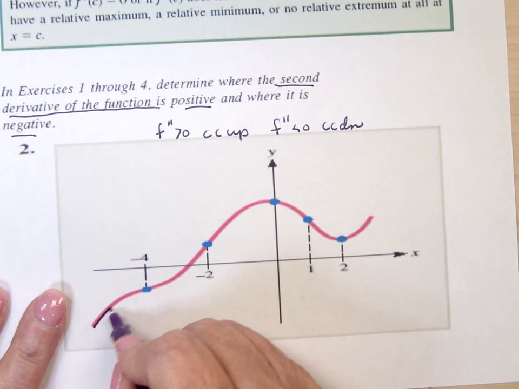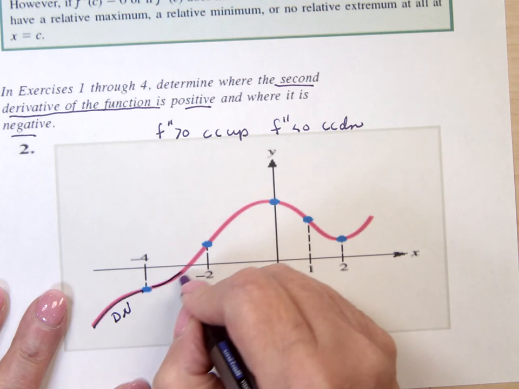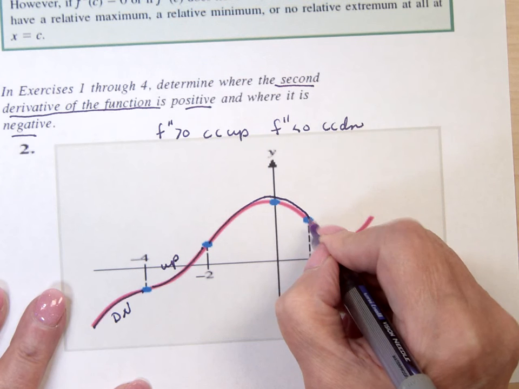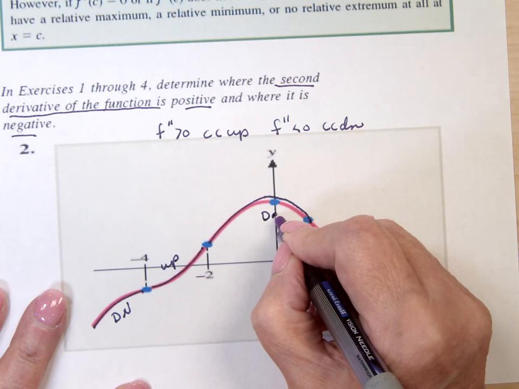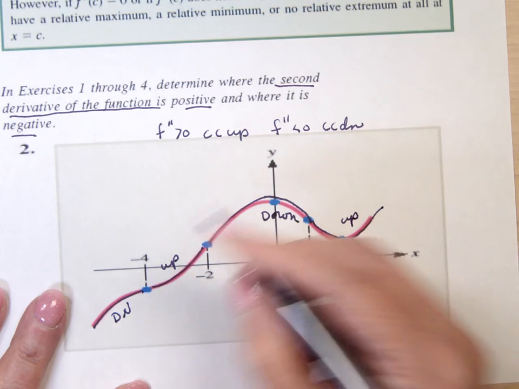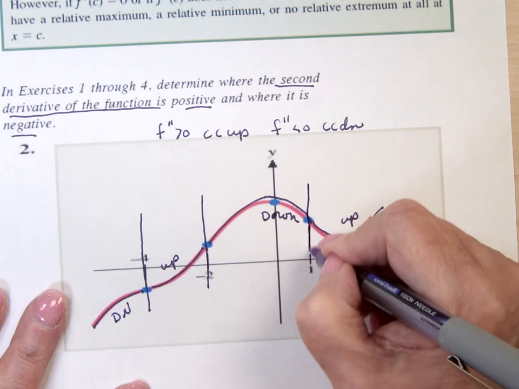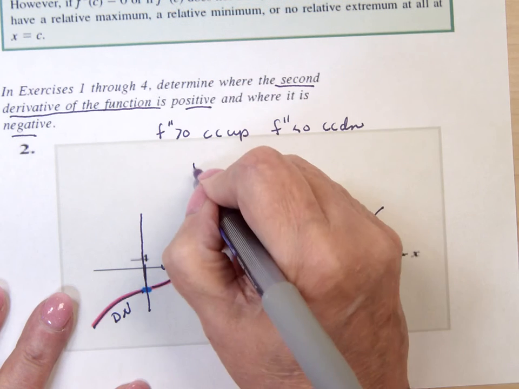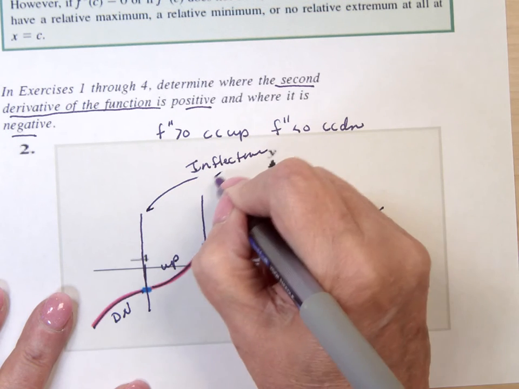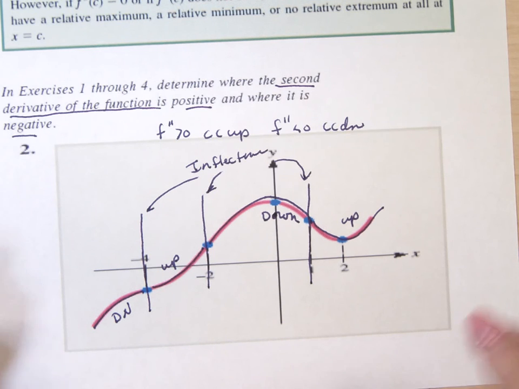So, down, up, down, up. So where the break points are there. Now that's where these are inflection points. Inflection, inflection, inflection. That's where concavity changes from concave down to concave up.